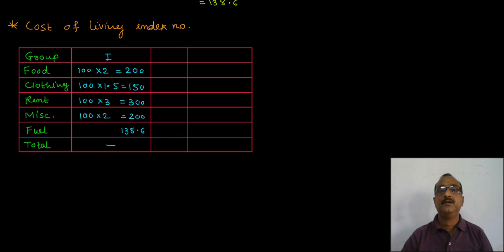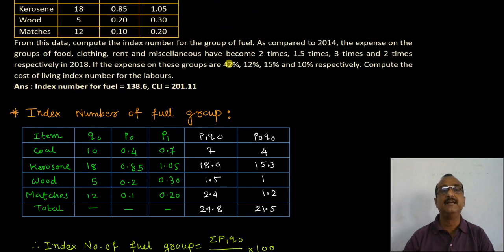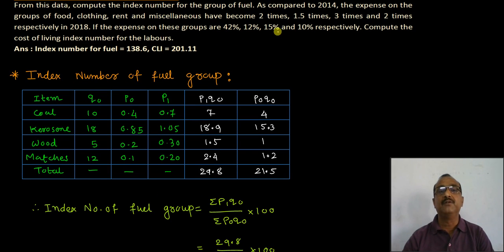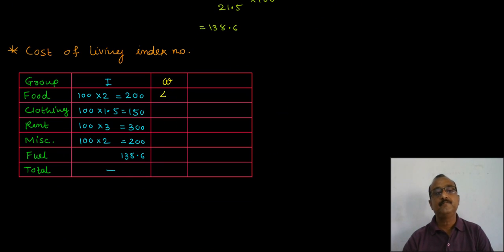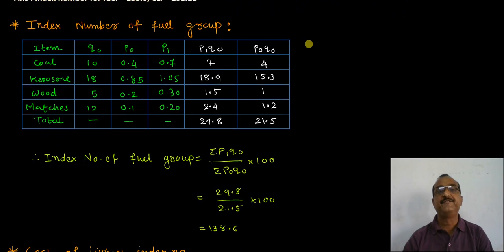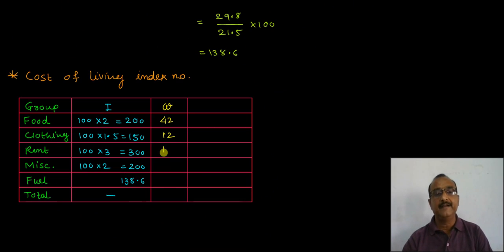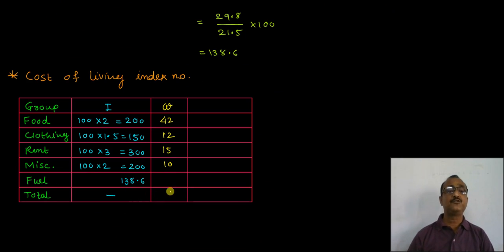Okay, now write W, the relative importance or expenses. The expenses on these groups are given in order: 42%, 12%, 15% and 10%. But the expense on fuel items is not given in percentage.